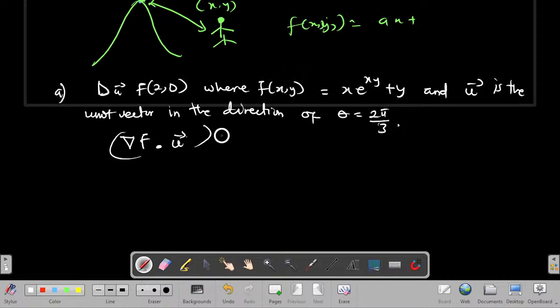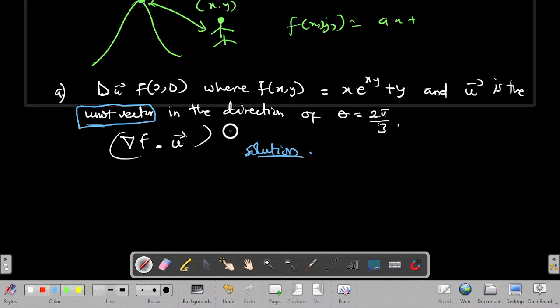Whenever they give you any directional derivative problem to solve, you only need two things. You need your function and you need your direction vector. The direction vector may not always be given directly. It may sometimes be given in the form of an angle. So he said that our direction vector is the unit vector in the direction of this. Here it has already stated that it's a unit vector, so there's no need for us to find the unit vector in that direction again.